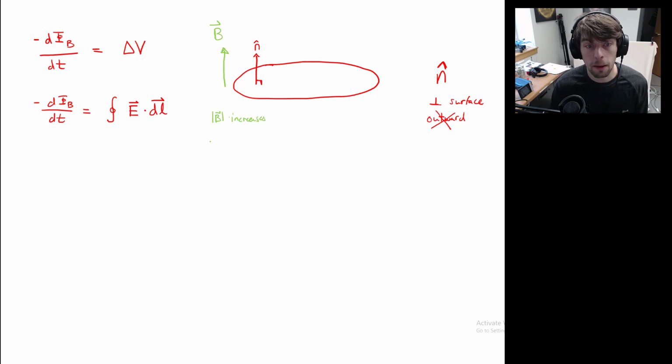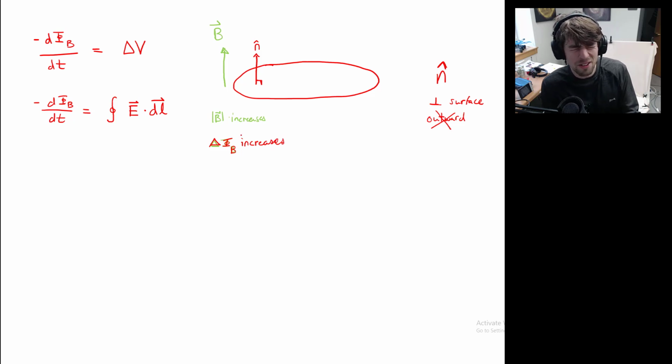What does that tell me about the flux, the change in flux of the magnetic field? If the magnetic field itself, the magnitude, is increasing, what can you tell me about the change in flux of the magnetic field? It's also increasing. So what you can think about is, okay, the flux of the magnetic field is increasing in time.